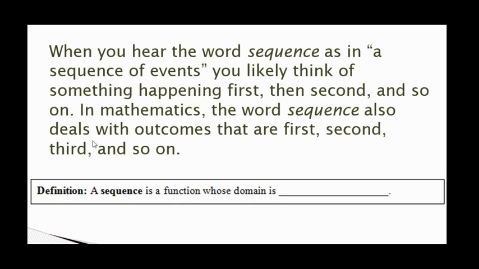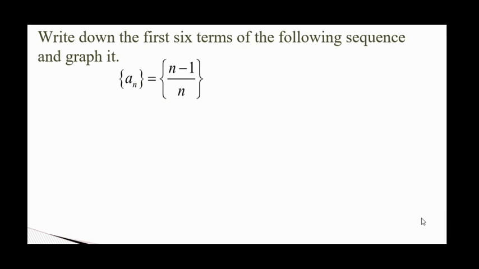So our first one is, what is a sequence? A sequence deals with a sequence of events. This is what we're used to hearing it as, so first, second, third, and so forth. The definition of a sequence is a function whose domain is positive integers, so no zeros, no fractions, no decimals, but 1, 2, 3, 4, and so forth.